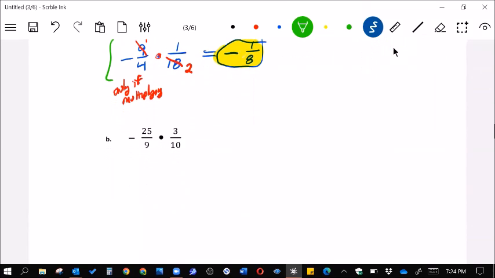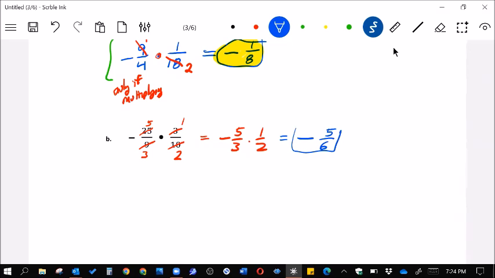All right, here's another one, and this is one where I'm going to take full advantage of that. I'm going to do 3 and 9. 3 goes into 3 once and 9 three times. And here, 25 and 10, you have to take a number that goes into both. So what I can do is 25 divided by 5 is 5, and 10 divided by 5 is 2. So now what I get is negative 5 over 3 times 1 over 2. That's equal to negative 5 over 6, which I can't do any more reducing from.